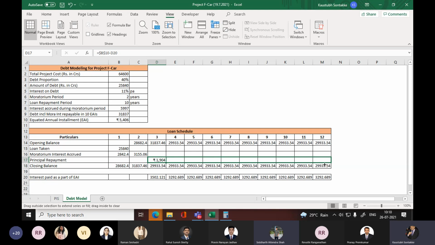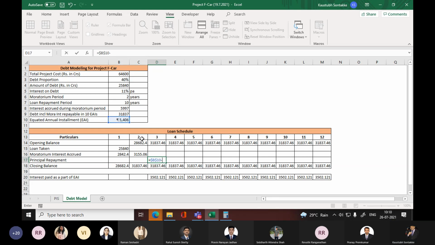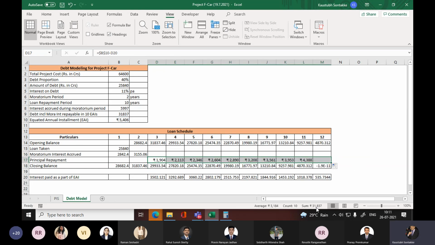Can you show the formula once? Yeah, sure, I'll redo it for you. Pay attention. Principal is equated annual installment minus interest. That is the logic. So I will say is equal to equated annual installment, but every year it remains the same, so I will freeze it, minus interest. I entered, so I got 1904, and I will drag it.